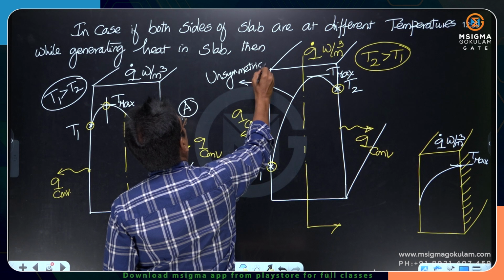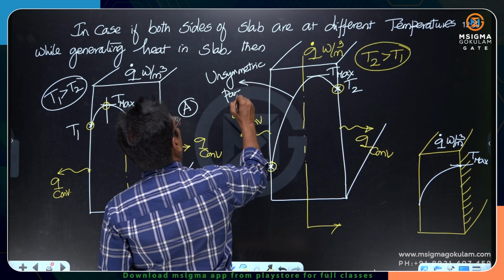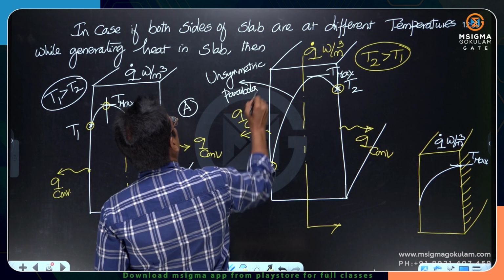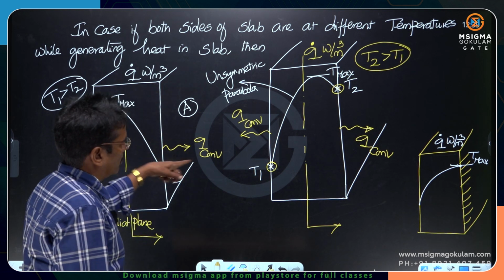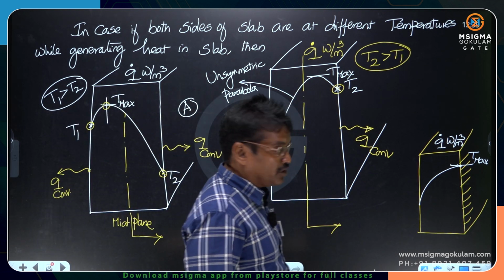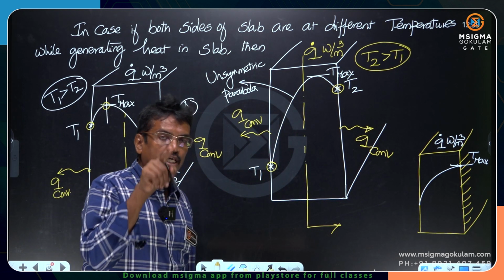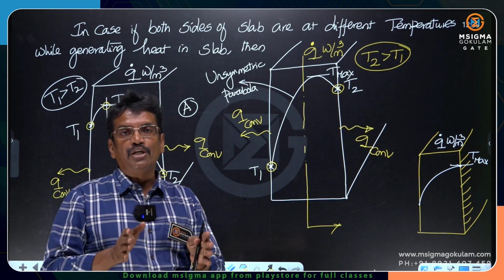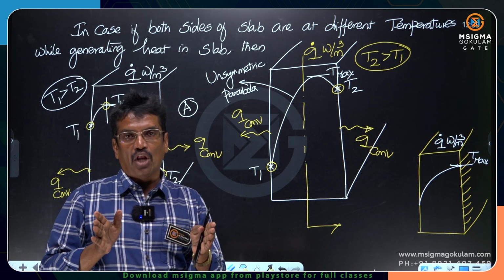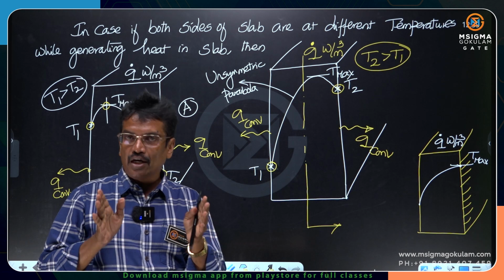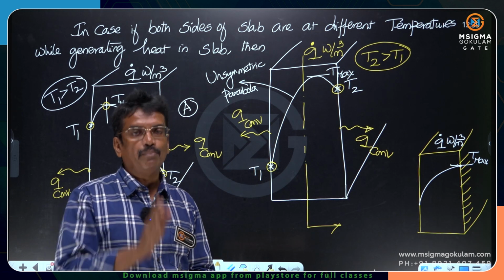This is an unsymmetric parabola. All are parabolas, but this is an unsymmetric parabola. This is also an unsymmetric parabola. A symmetric parabola we will see only in case there is a uniform heat generation and both sides of the slab are at the same temperature. Under that condition only we see the symmetric parabola.